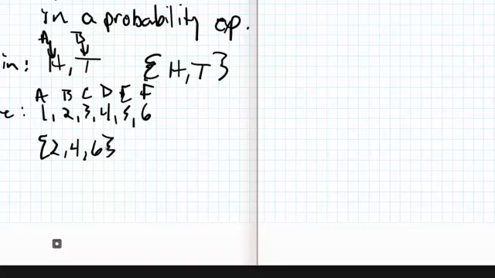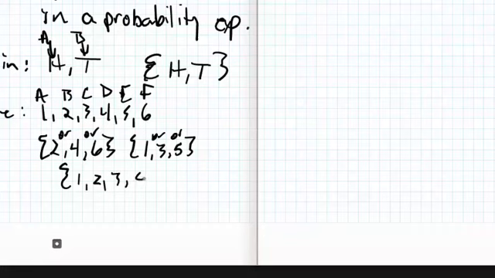That would be the event. Or odd, then the event would be 1, 3, or 5. Now, I should probably write "or"s in here. This is an "or", an "or", like that. The sample space is the set of all possible outcomes in the rolling of one die. So it's 1, 2, 3, 4, 5, and 6.